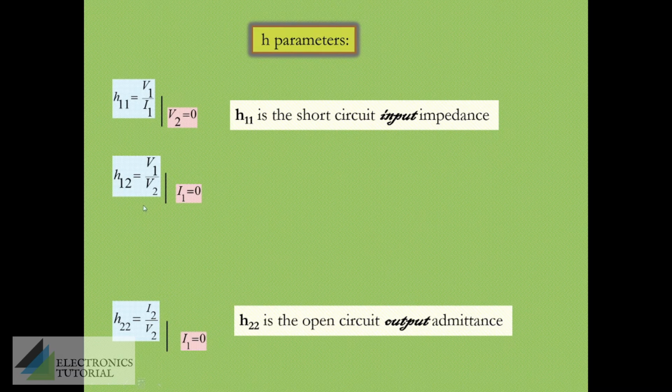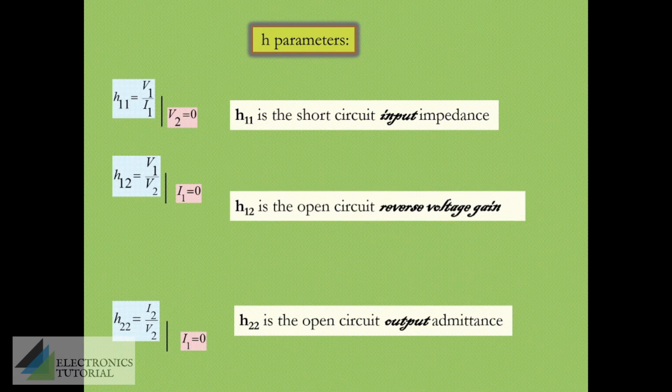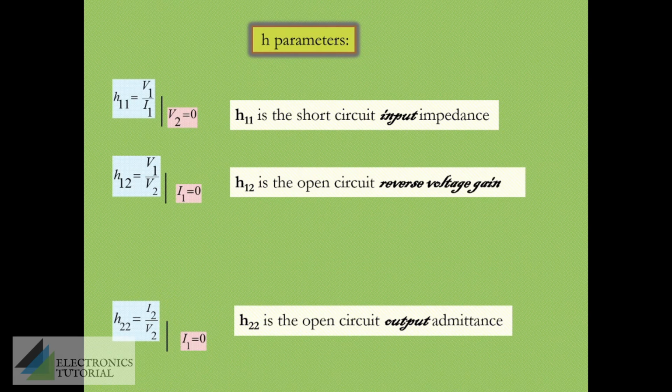H12 is a voltage ratio and the direction is seen from input to output. So we can term it as reverse condition, and that too obtained by open circuiting the input port. So we'll term it as open circuit reverse voltage gain.